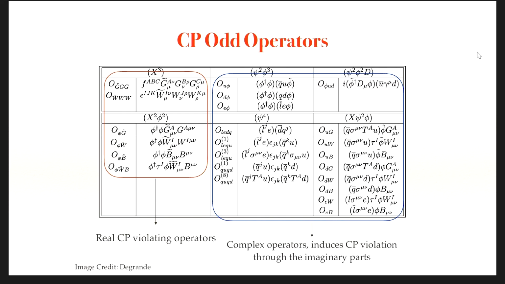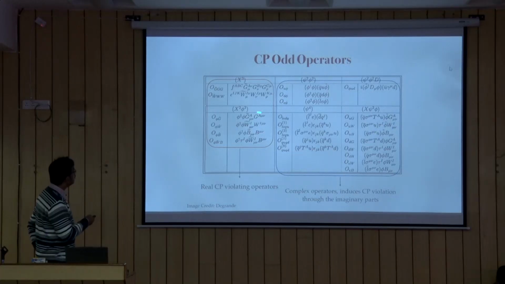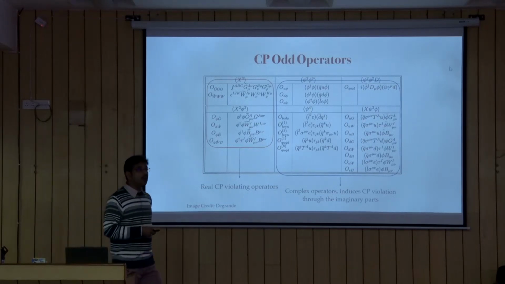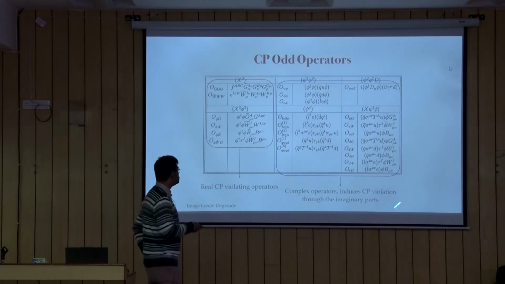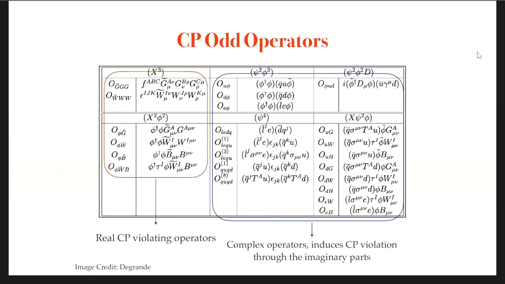Are these the only ones which are CP odd? The answer is no. These operators involve the field strength tensor and its dual, and they show CP violation as we just discussed. But on the other hand, this kind of operators, because they can involve complex Wilson coefficients, can induce imaginary parts in these operators, and they will also provide you CP violation. So these kinds of operators are classified as CP-odd operators which will affect the Higgs physics.